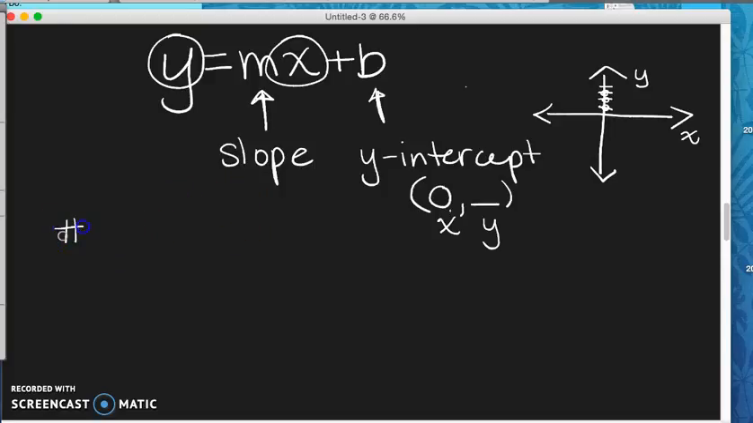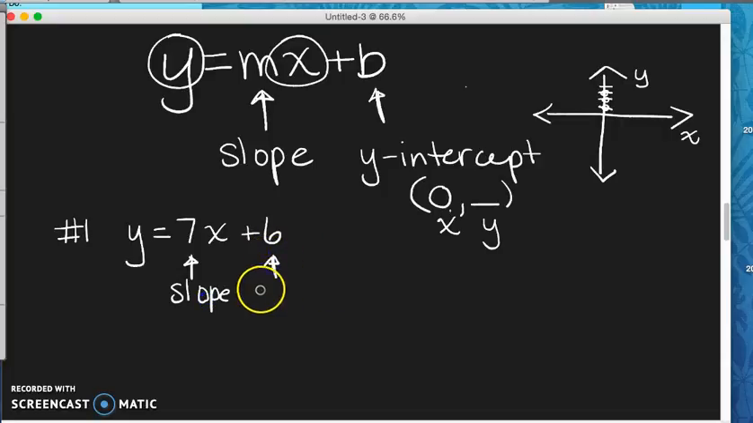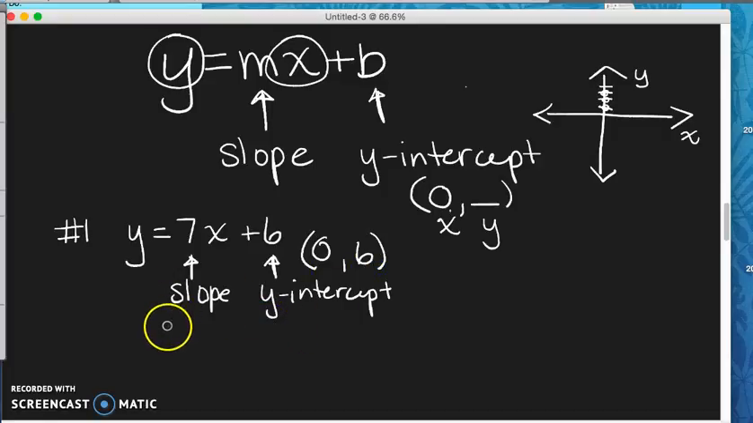So example number 1. If you have the equation y equals 7x plus 6, your slope is always the coefficient of x, or the number that is being multiplied by x in your equation. So in this case, the 7 is your slope, and the 6 is your y-intercept, or your b value in this case. And whenever you label your point, remember, you're going to write it as (0, 6).